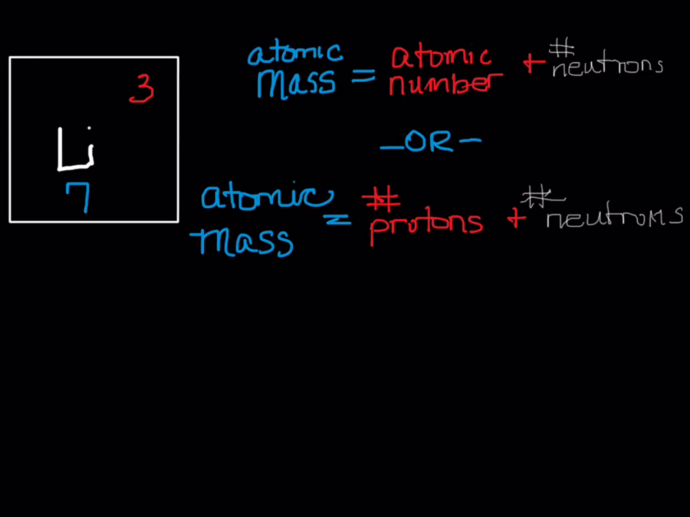Another way we can write this down is that the atomic mass is equal to the number of protons plus the number of neutrons. And since the atomic number is the number of protons, we could also write it as the atomic mass is the atomic number plus the number of neutrons.